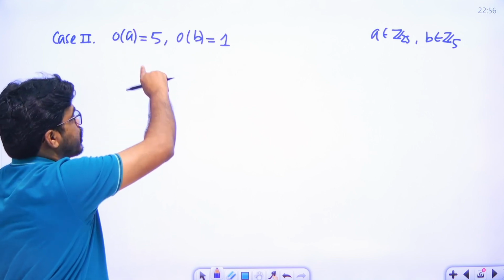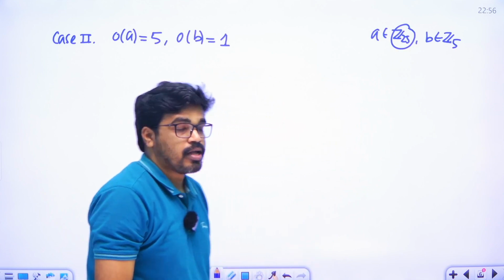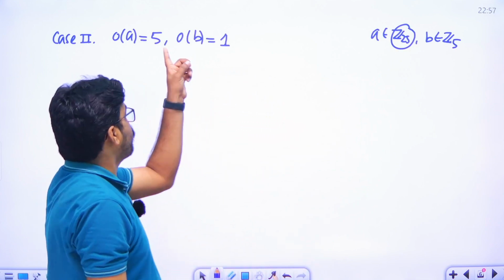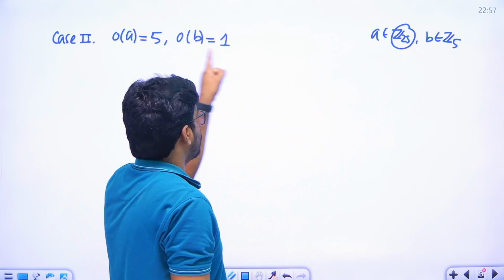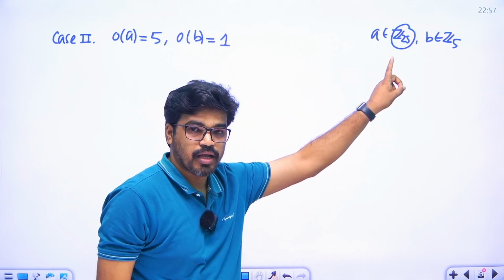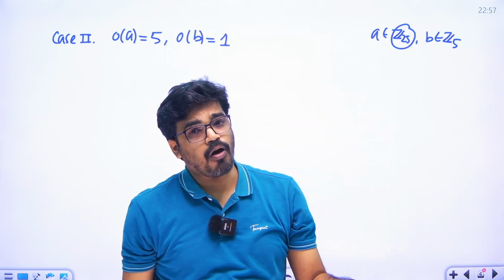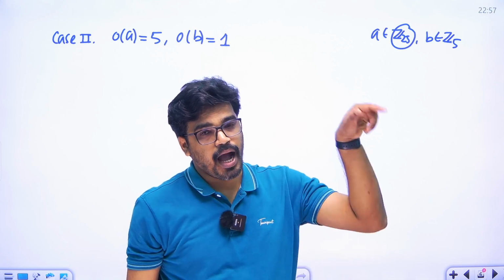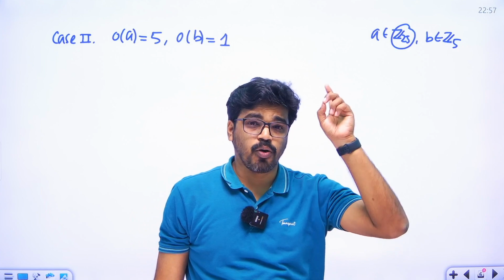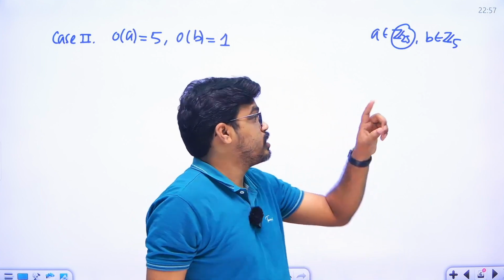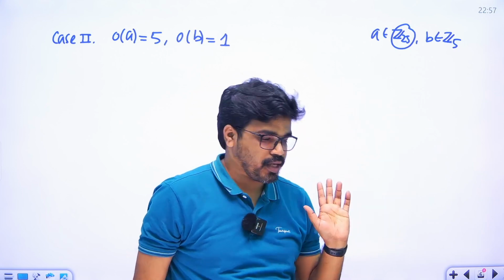So how many elements of order 5 will there be in Z25? The number of elements of order 5 in Z25: see, 5 divides 25. So Z25 is a cyclic group of order 25. 5 divides 25. So the number of elements of order 5 in the cyclic group Z25 will be 5.